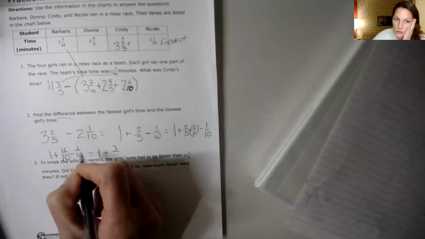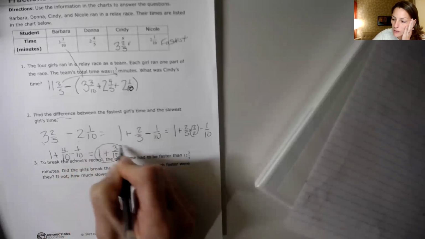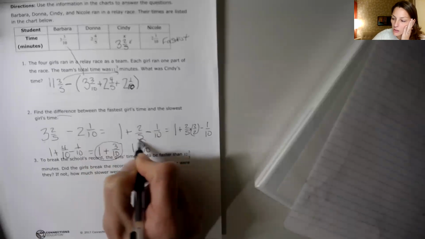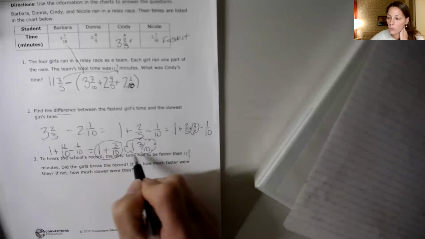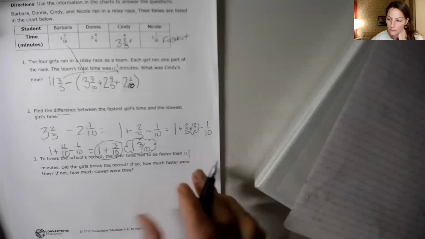10 minus 10, we don't really do that, right? We just leave it 10. So this is the same thing as putting them together, and it's 1 3/10. Okay, so the answer is the difference between the fastest and the slowest is 1 second and 3/10 of a second, 1 3/10 of a second. Okay, that's not very much, is it?